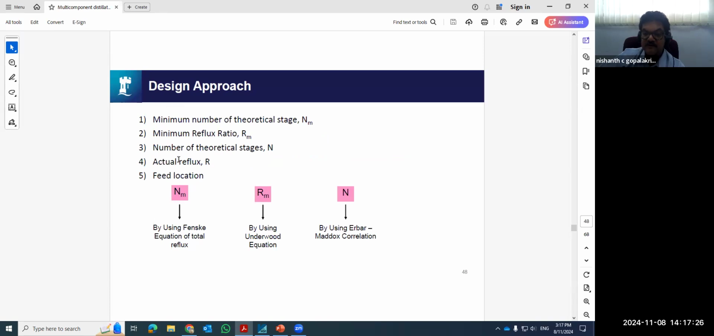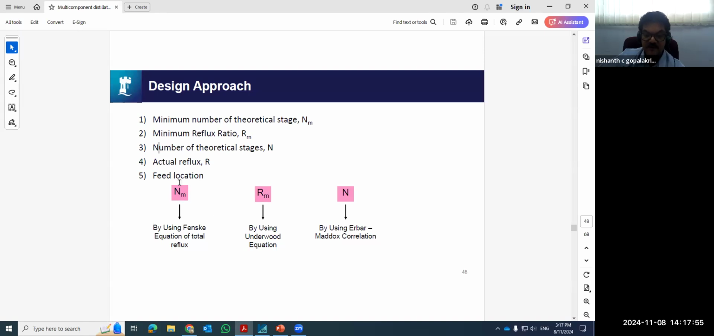So the design approach for a distillation column is, we initially find a theoretical limit on the minimum number of stages. Then in the next stage, we find a theoretical limit on the minimum reflux. Now, once you find these two, we know that we need to operate above the minimum number of stages and above the minimum reflux. But the question is, what actually is the combination?